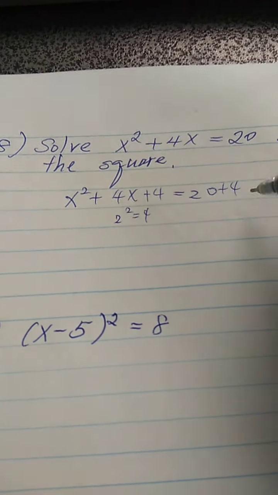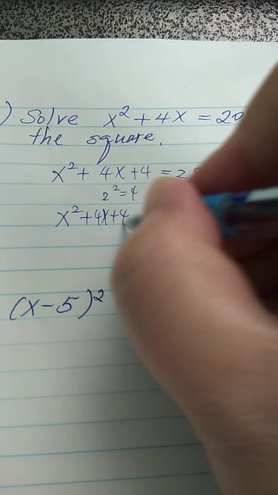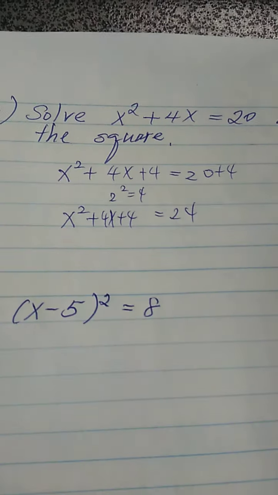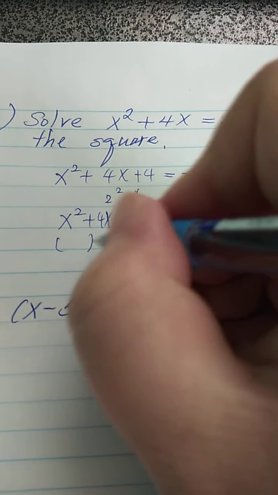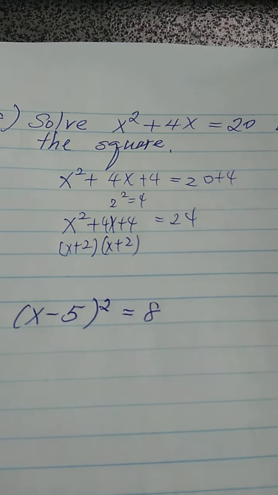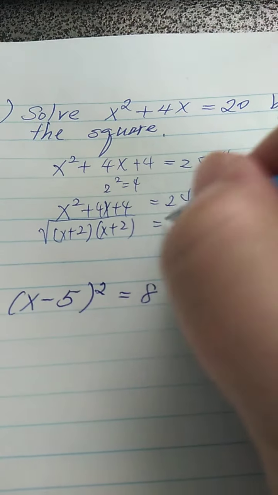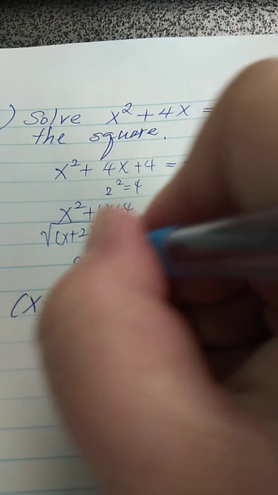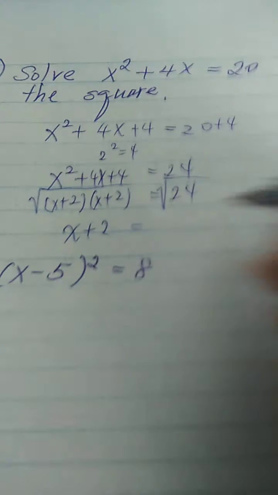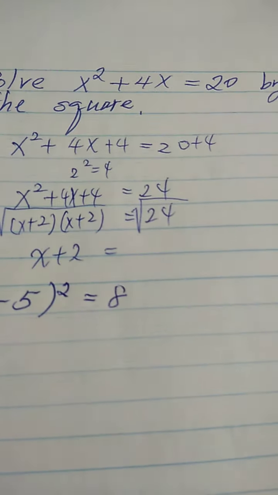Okay, I think you guys got that part, but you didn't finish the question when you were doing it. Now you got to factor this. x plus 2, x plus 2 is equal to 24. Take the square root, you get x plus 2 equals the square root of 24.